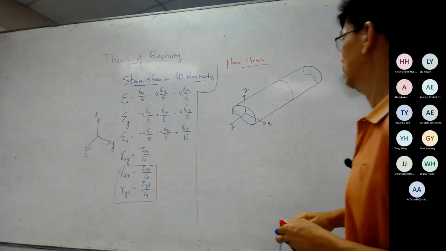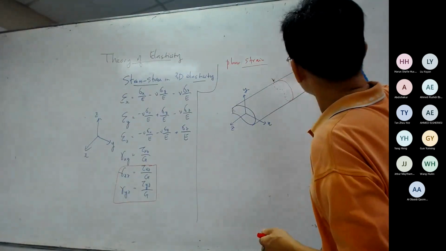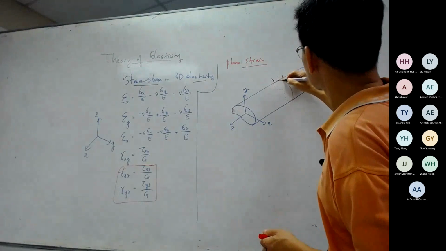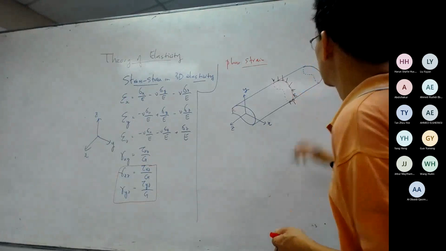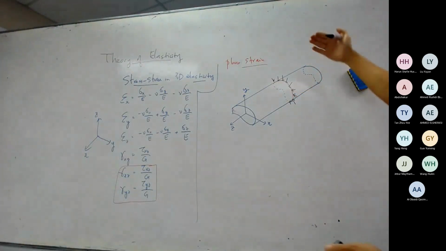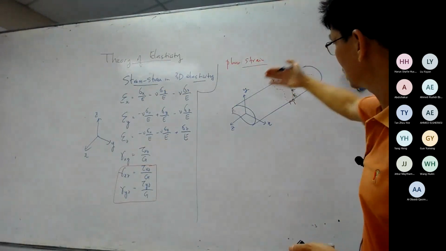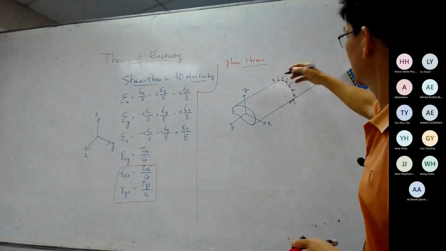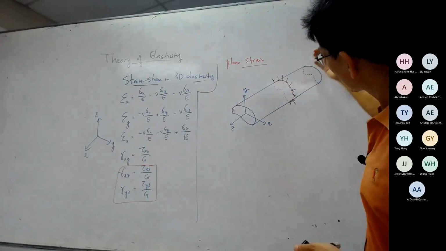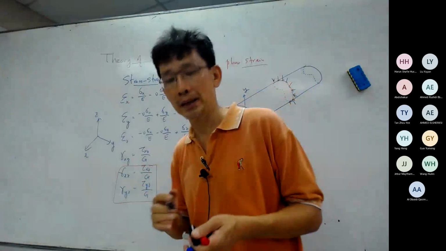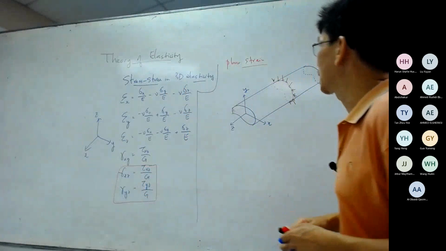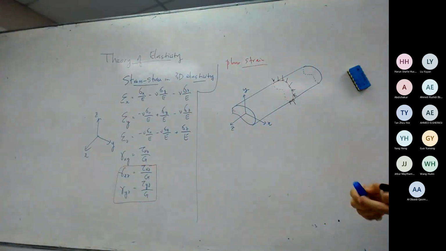And the loading also, from one end to the other, never changes. They are the same. And the loading only stays in the XY plane. The loading never changes from one side to the other, and stays only in the XY plane. So that is the characteristic of the plane strain problem.